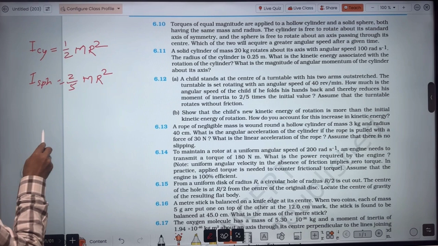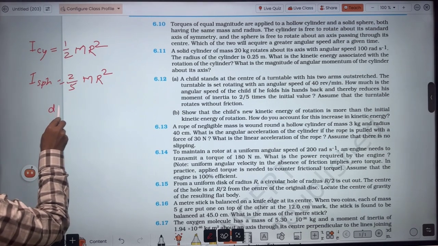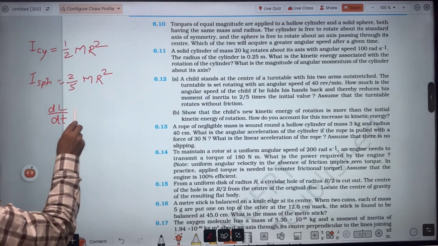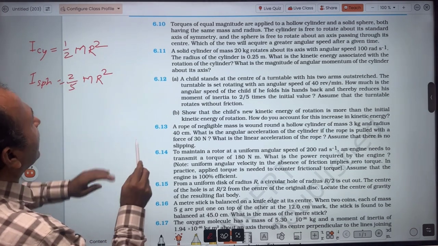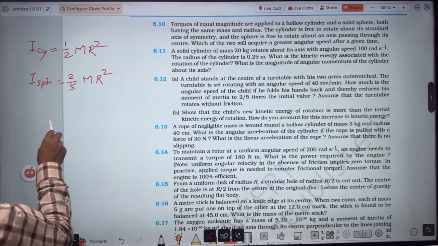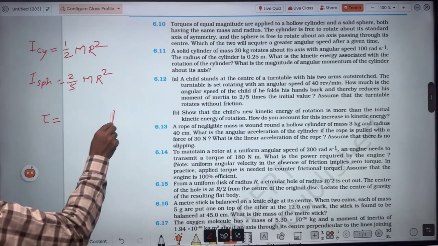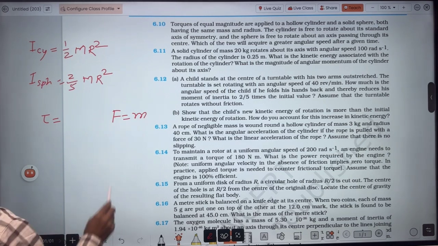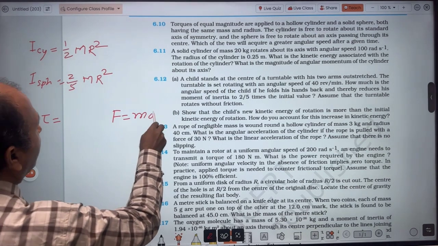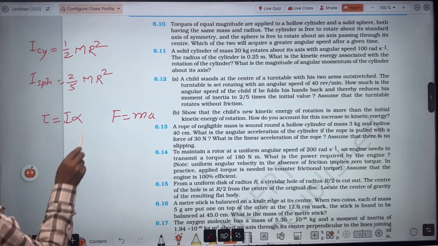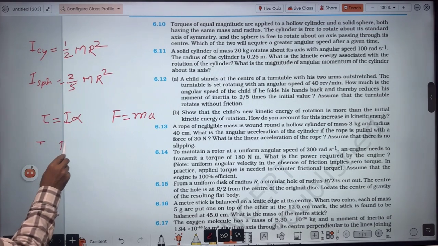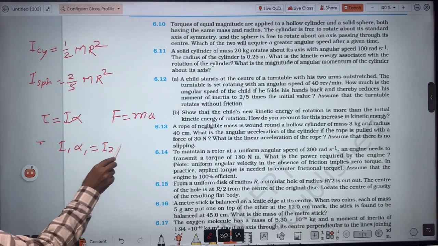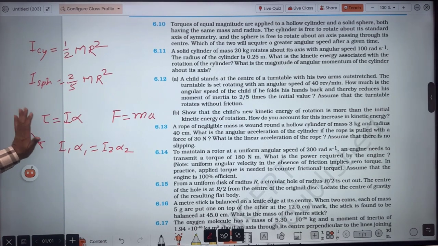And if you remember, dL upon dt is equal to torque here. We can apply tau equal to I into alpha, if you compare F equal to m a, so corresponding values. So for the first one, torque is same, so we can say I1 alpha 1 must be equal to I2 alpha 2. Right?